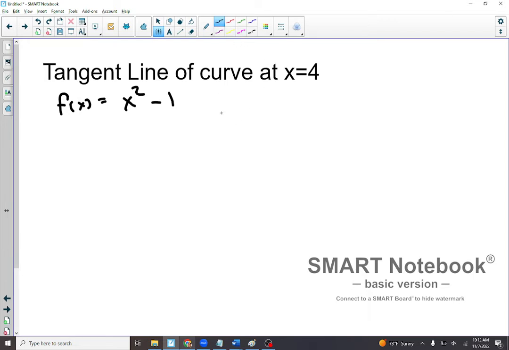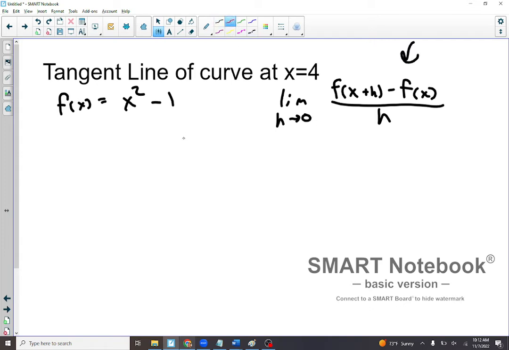All right, find the tangent line. So for the tangent line, we need the formula. The formula for a tangent line, which you need to know, I'm not telling you, is the limit as h approaches 0. We're going to take the small version of it. When I taught it in class, I taught you the whole thing, but we'll just take the finished product, which is f of x plus h minus f of x, over h. So this is the truncated formula. You need to know this.